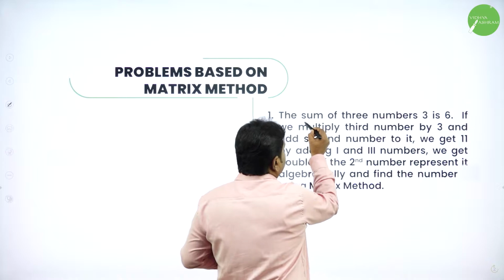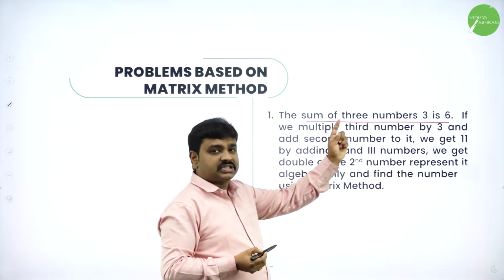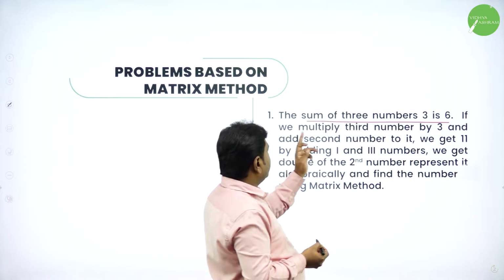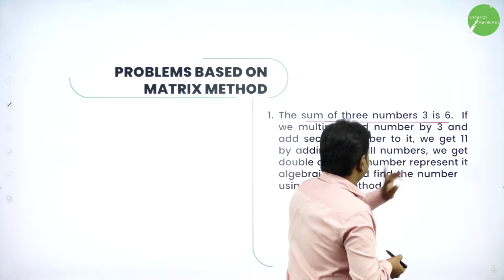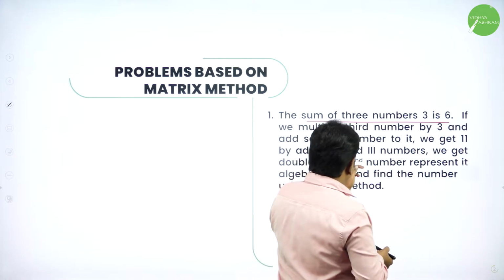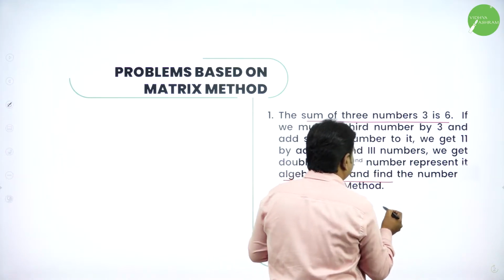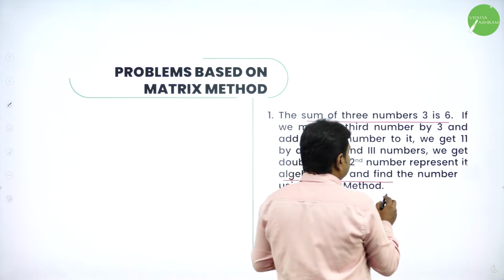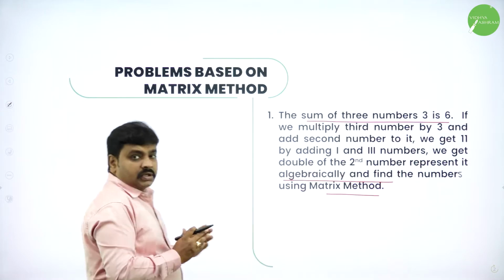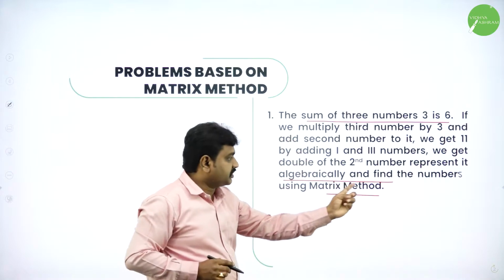The sum of three numbers is 6. If we multiply the third number by 3 and add the second number to it, we get 11. By adding the first and third number, we get double the second number. Represent it algebraically. They want you to represent this algebraically and find the numbers using matrix method. First read the question carefully and convert it to equations. They want you to find three numbers.